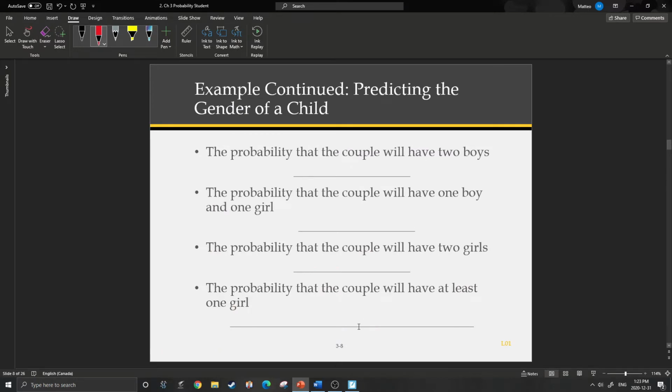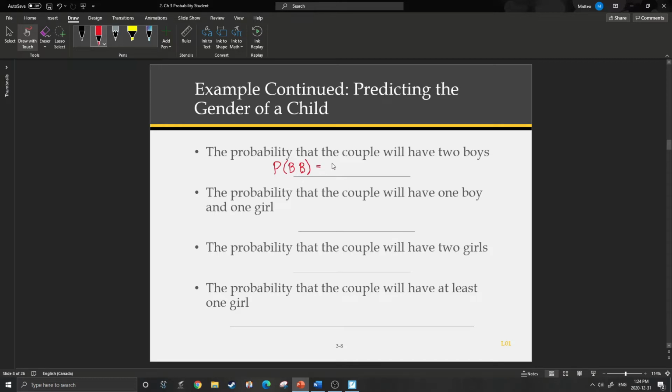Let's continue along on this little journey of an example. The probability that the couple will have 2 boys, well, we already said that that's a quarter. Now what if you were going to do this without the sample space? We know we did the sample space, we know the answer's a quarter. So what if, without the sample space, I just said, what's the probability of having boy-boy? Well, here's how you would do it.